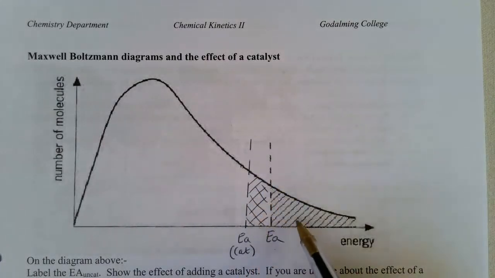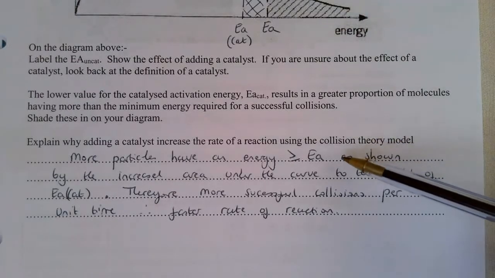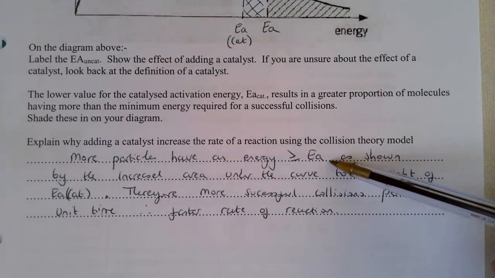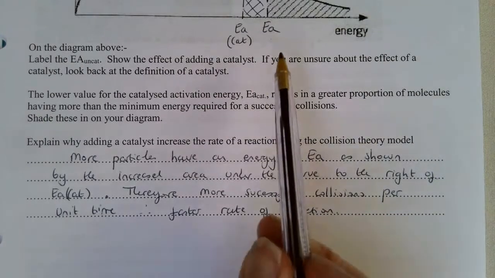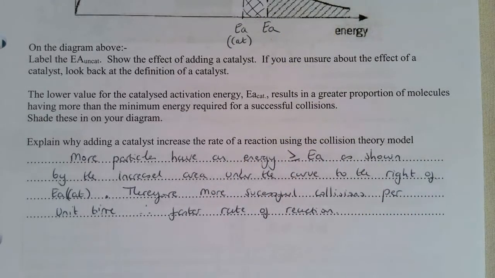So I've got a larger shaded area, so there are more particles that are able to react. We have more particles with an energy greater than or equal to the activation energy. This is shown by the increase in the shaded area, the area under the curve to the right of the EA, so this bigger area here. Therefore you've got more successful collisions per unit time and therefore a faster rate of reaction.